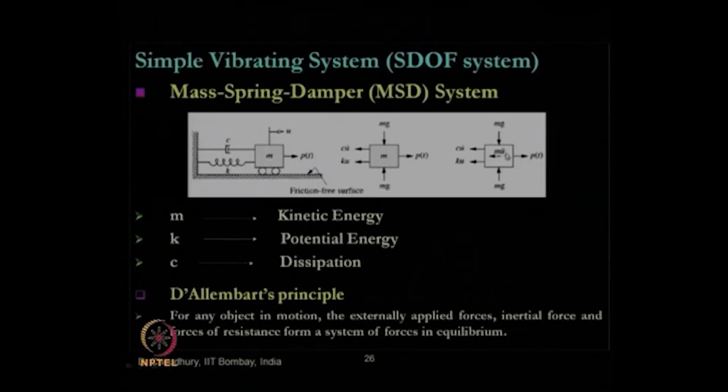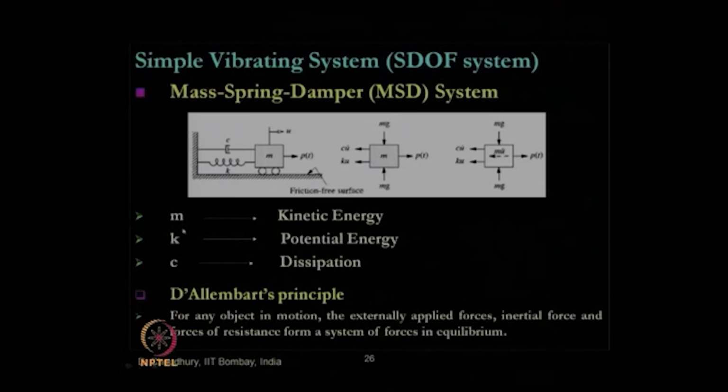U double dot is nothing but the acceleration which is produced on the body. So, mass times acceleration is nothing but inertia force, as we know from simple Newton's law. So, the mass represents the kinetic energy part, spring represents the potential energy part. As I have already mentioned, vibration is nothing but continuous change of kinetic to potential energy and vice versa. So, these two parameters are essential to represent any vibrating system or to analyze any dynamic system.